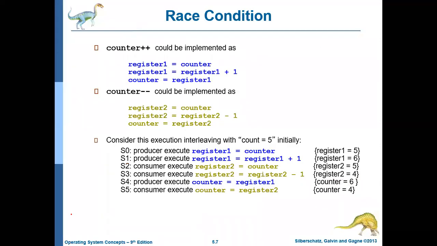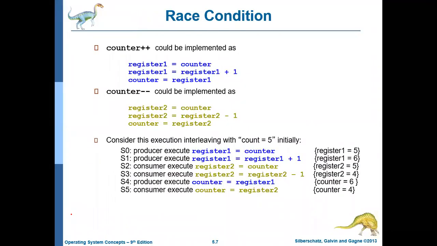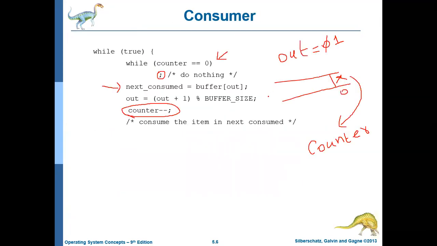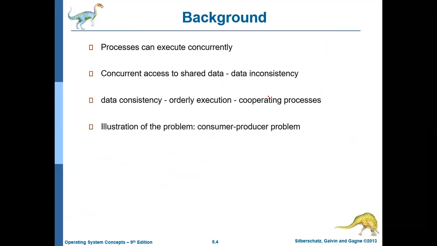This is the problem that happens if multiple processes sharing a common data item are allowed to execute concurrently. Let us stop here and continue from the next session. What we have discussed is the introduction to process synchronization and the need for it. If processes are not synchronized and are sharing a common data item, it may lead to a problem called data inconsistency, and we have discussed that with an example using the producer consumer problem.